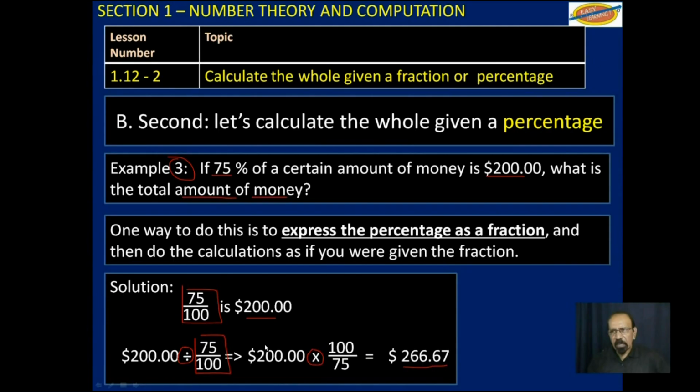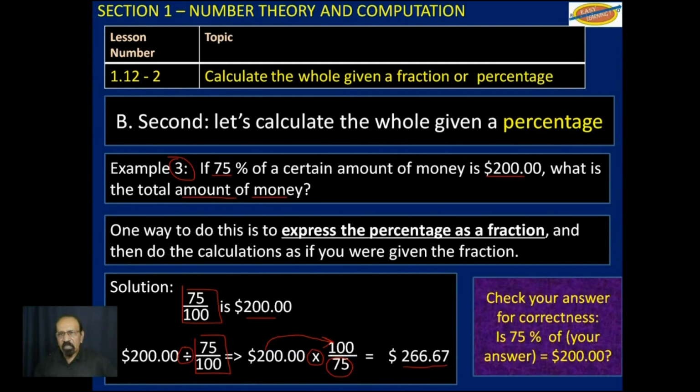Again, that other method I was telling you about: notice you multiply that 200 by 100 and then divide by 75. So check your answer for correctness. Is 75% of the answer that you got here equal to $200? And if it is, then this answer that you got here is correct.